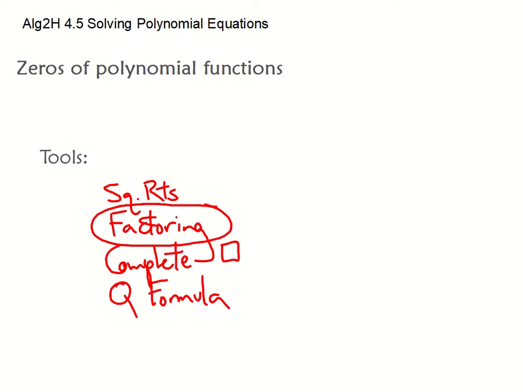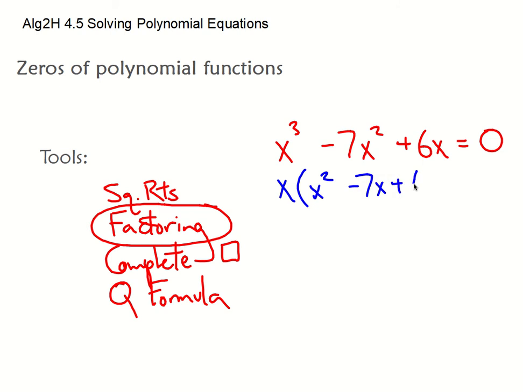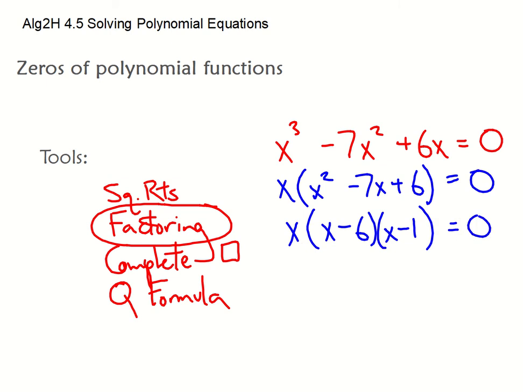A quick example of this, something that you may have seen in 4.4, if you had x cubed minus 7x squared plus 6x equals 0. That's not a quadratic, it would be a cubic polynomial because the degree is 3. But I could factor out the GCF, the greatest common factor of x, and I would have x squared minus 7x plus 6 left. And then I could factor that into x minus 6 times x minus 1. And bring down the greatest common factor.